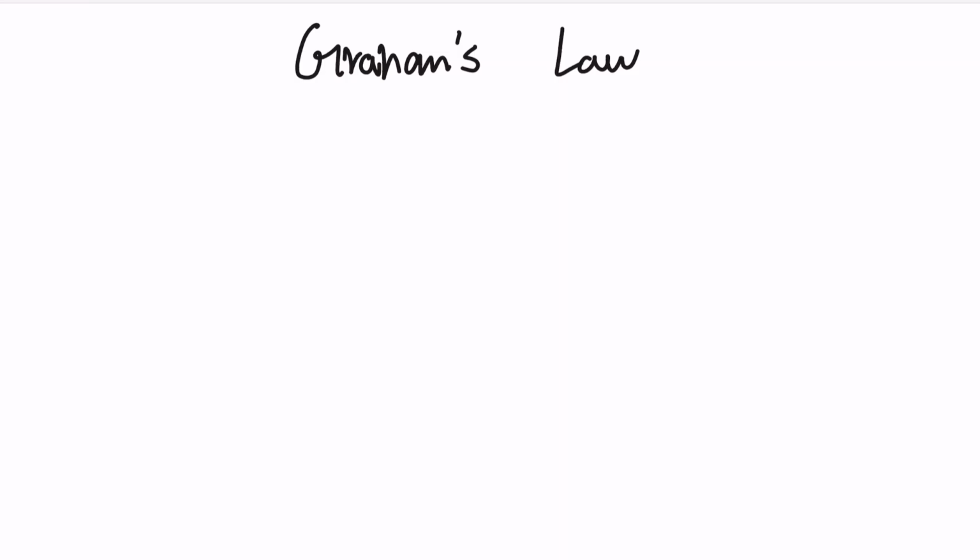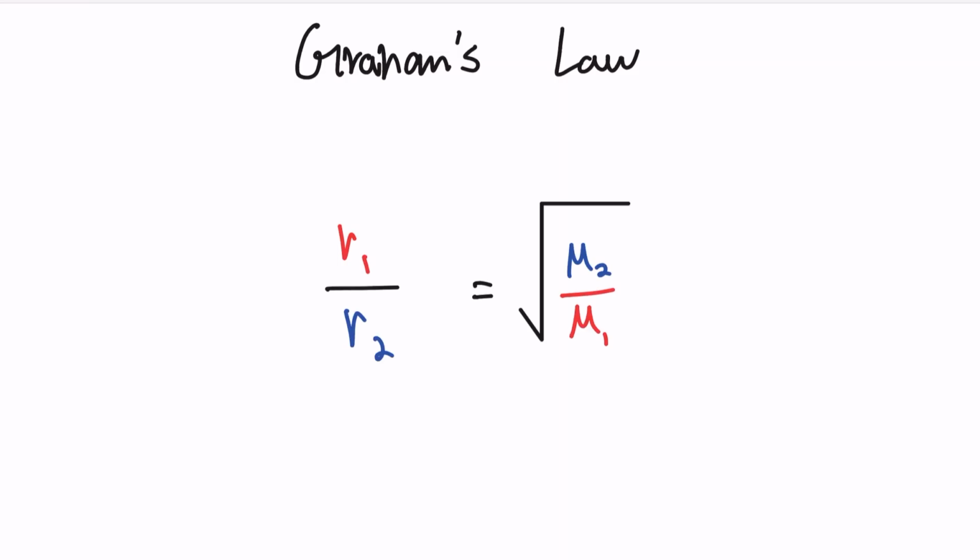There's also an equation that goes with this known as Graham's law. Graham's law states that the rate of diffusion or effusion of a gas is inversely proportional to the square root of its molar mass. R1 is the rate of effusion for our first gas, M1 is the molar mass of our first gas, R2 is the rate of effusion of our second gas, M2 is the molar mass of our second gas. You might be presented with a question where they give you the effusion rates of one identified and one known gas, and you need to find the molar mass of the unknown gas.